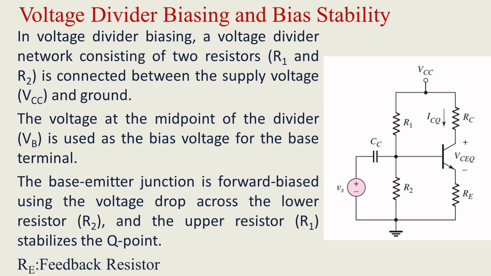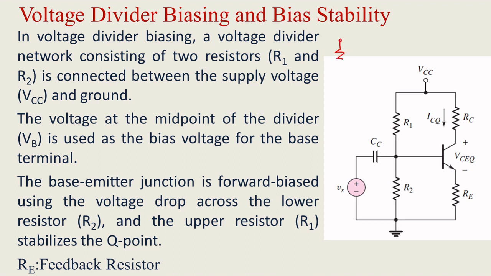Dear students, today we will discuss voltage divider biasing and what is the condition to provide the best bias stability in this circuit. First thing, it is a divider biasing. Why is it said to be a divider biasing? Because of this divider network. This is a voltage divider network which consists of two resistors R1 and R2.